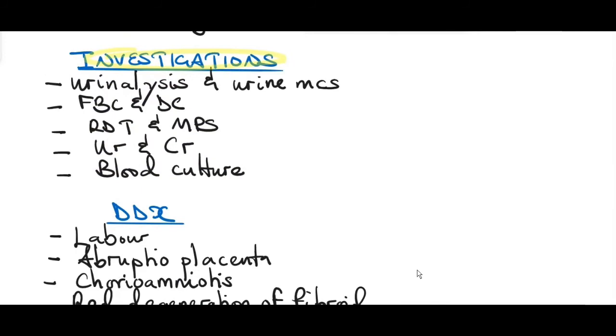Investigations to do in pyelonephritis, you do a urinalysis. In urinalysis, you see there's leukocytes, protein, or even nitrites. You do a urine microscopy culture and sensitivity to see which bacteria is causing the urinary tract infection. You do a full blood count and differential count. You might find that there's leukocytosis or thrombocytosis or thrombocytopenia. You do an RDT for malaria and malaria parasite slide. Remember that malaria can mimic pyelonephritis, so it's one of the differentials for pyelonephritis. You do urea and creatinine to see how the kidney is functioning, because pyelonephritis involves the kidney and it causes damage to the kidney. You can also do a blood culture to see which organism is growing in the blood.